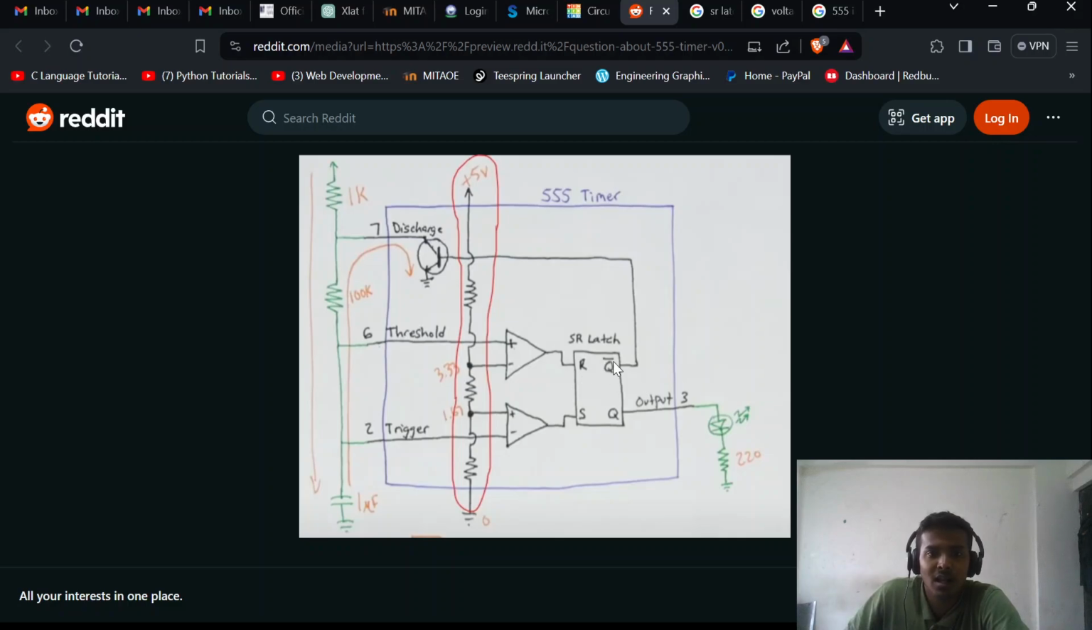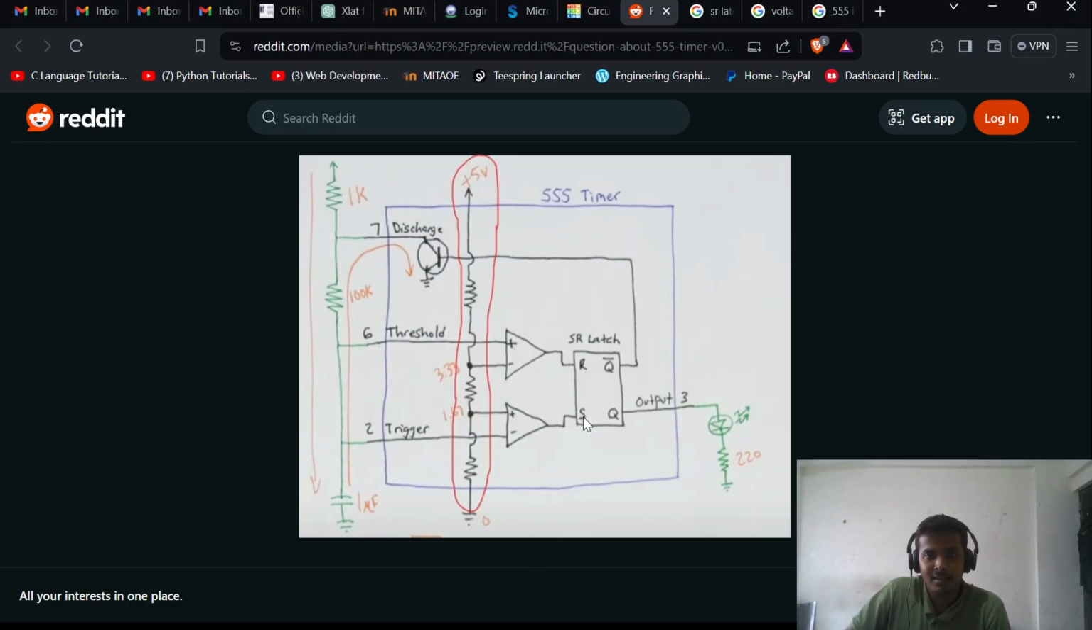So what is this SR latch? Now, an SR latch, okay, it's a digital component. Let's simply explain what it does. We have two inputs, S and R. Okay, S and R.